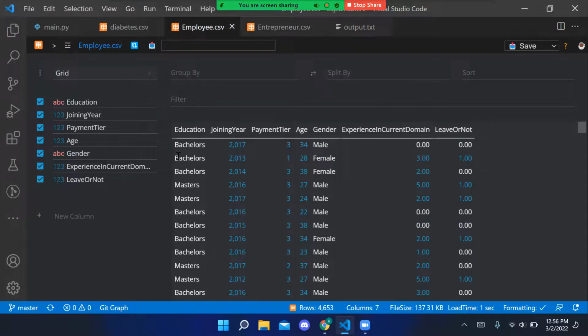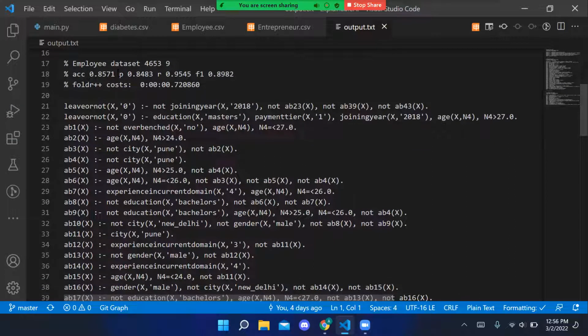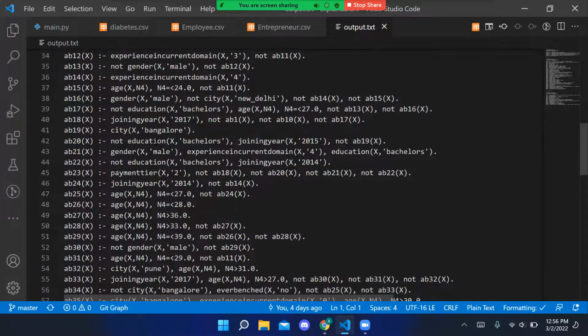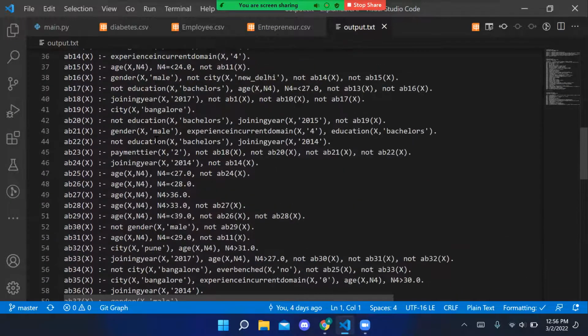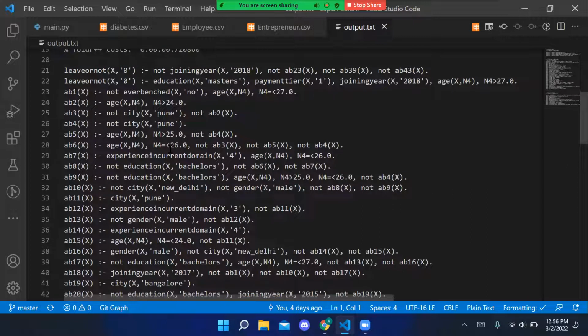So here, if we look at the output for the employee data set, we see that it has a higher accuracy of 85%. However, when you look at the actual rule set, you see that it generated a lot of facts and barely any rules. I think what might have happened here is that it tried to overfit to the training data, and so it wasn't able to clearly determine what the main factors are in determining whether somebody leaves or not.